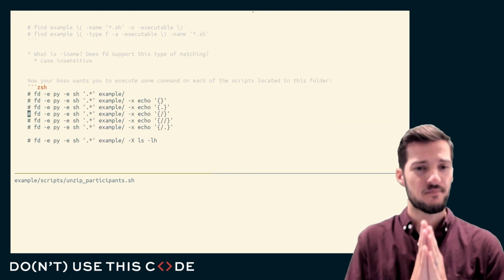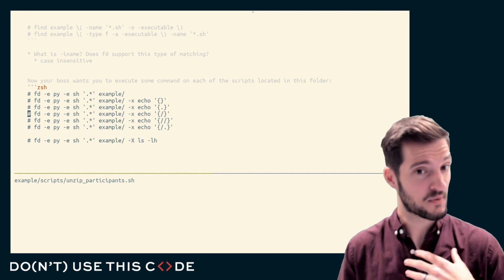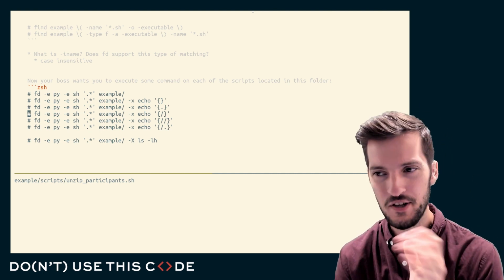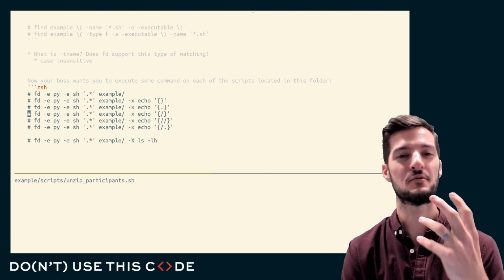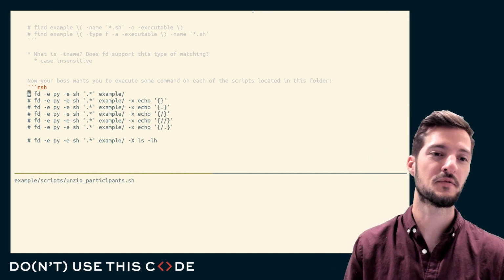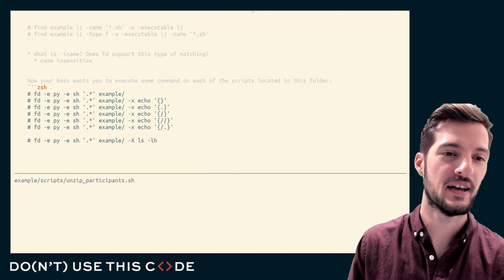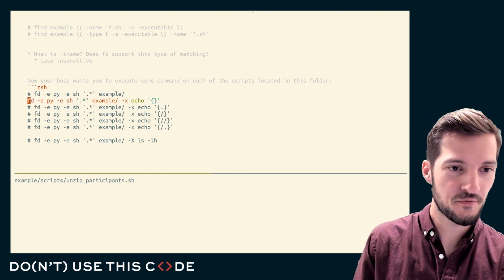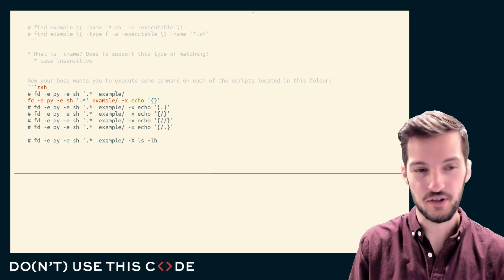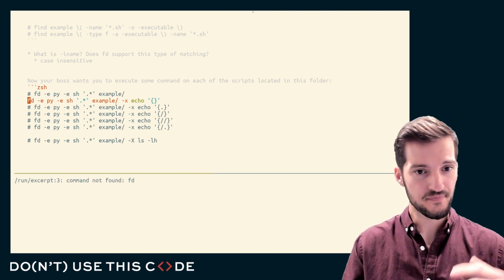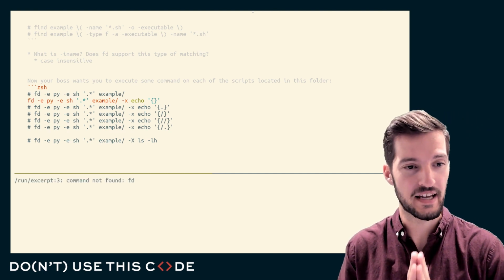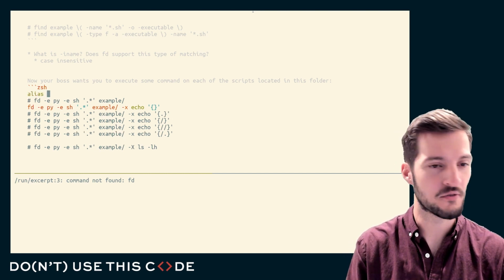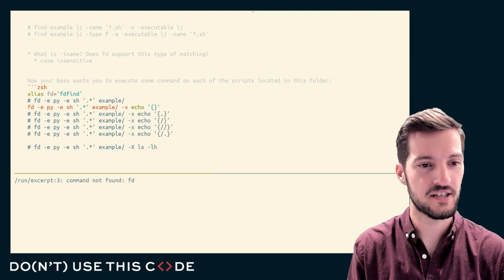So now, my friend's boss wants you to execute some command on each of these scripts. Now that we know how to navigate through our file structure, now that we know how to find things within our file structure, what if we want to execute things? Well, fd has a very, very nifty method of doing this with the -x flag. Let me set up my alias here so you don't see the word find repeated.